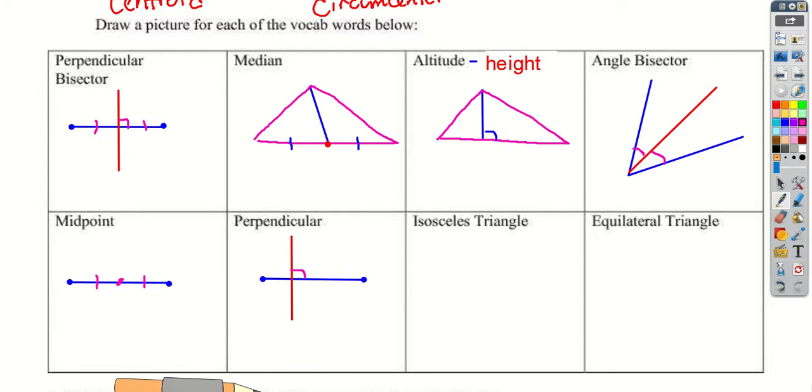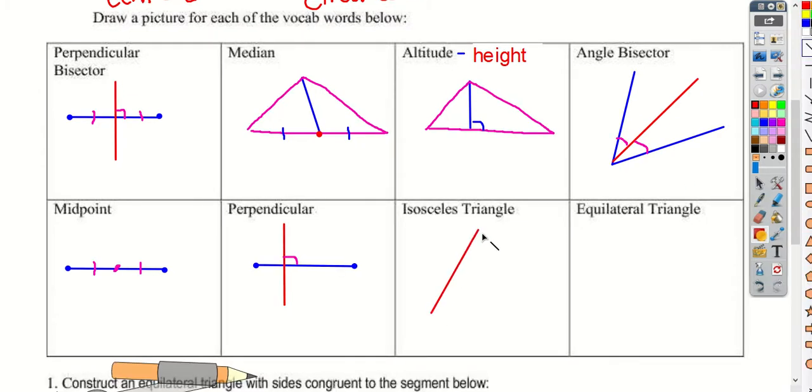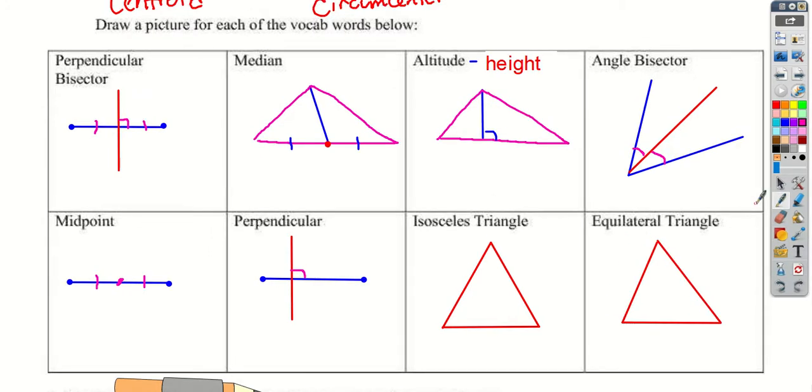Cuts it in half. All right. For an isosceles triangle, we're just going to draw ourselves a triangle here where it looks like two of the sides are the same. And for equilateral, we want to draw ourselves a triangle where all the sides are the same, okay? So here, we're going to mark boom, boom for isosceles.